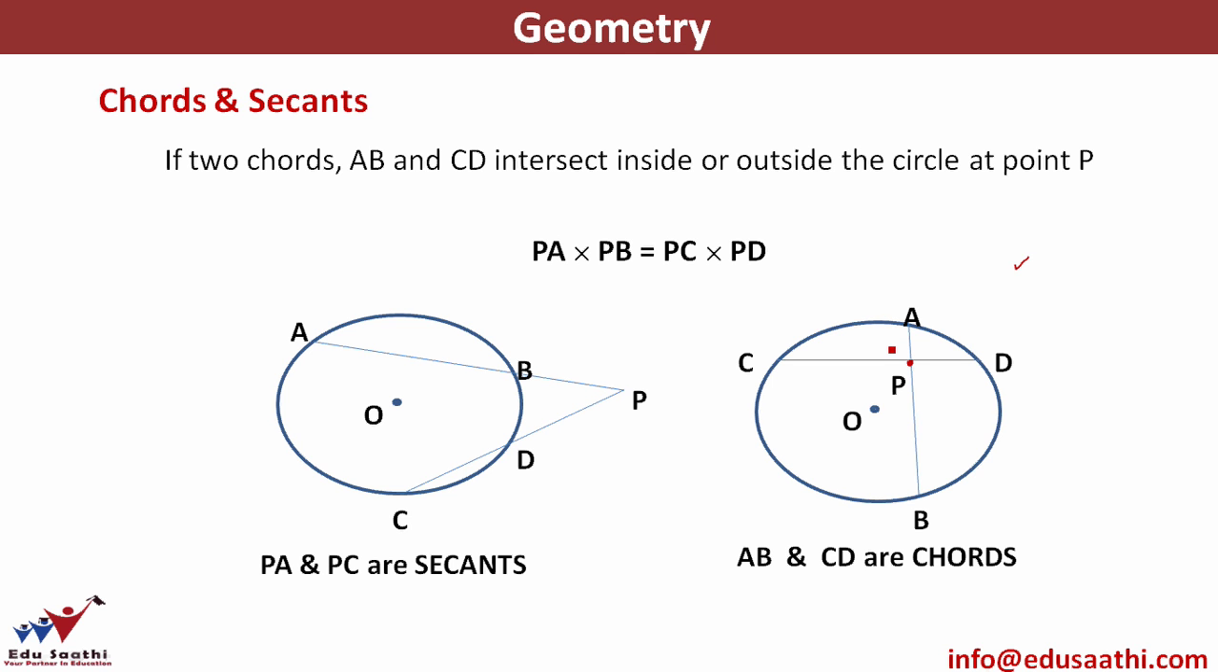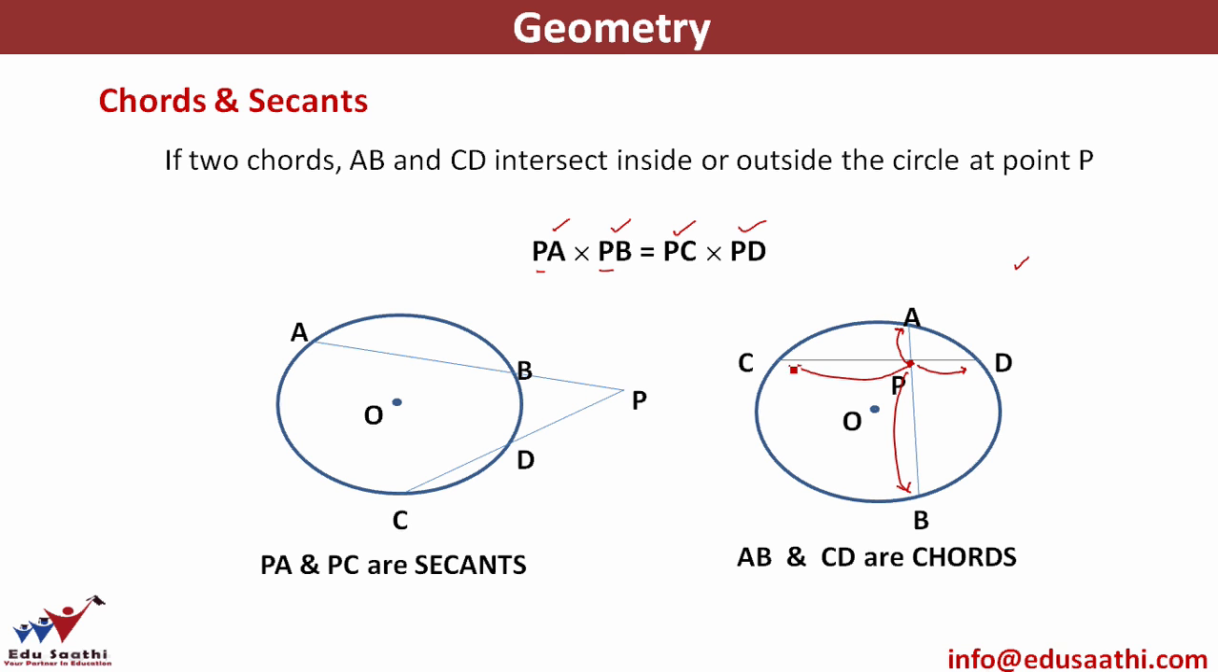Whenever two chords intersect inside the circle, I can follow the property which is PA into PB, the distances of this point from the two points on the circumference of the circle. So it will be PA into PB is equal to PD into PC.